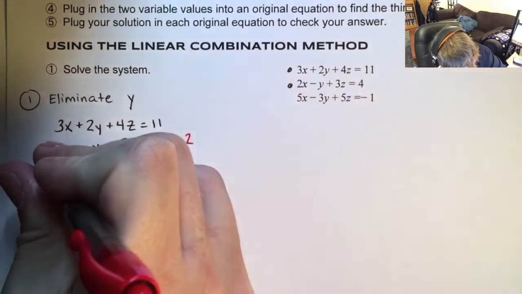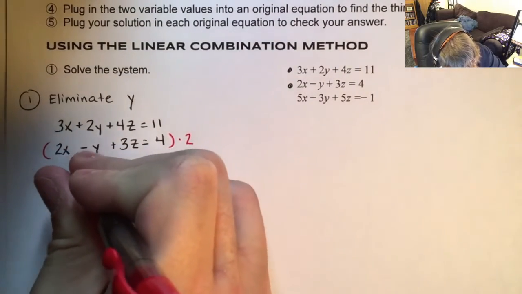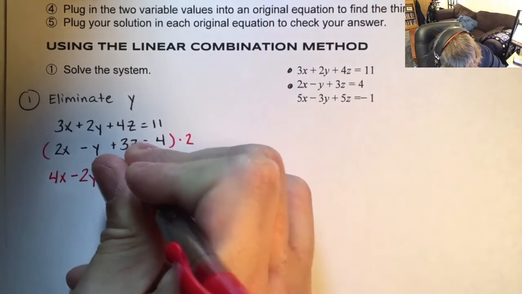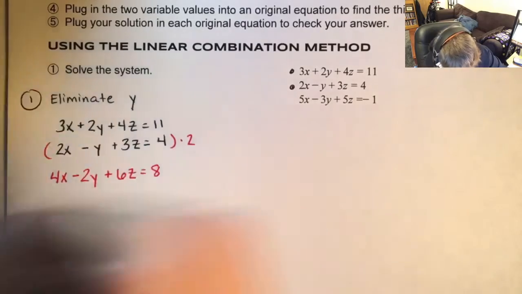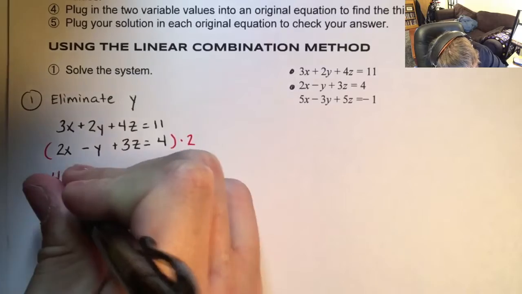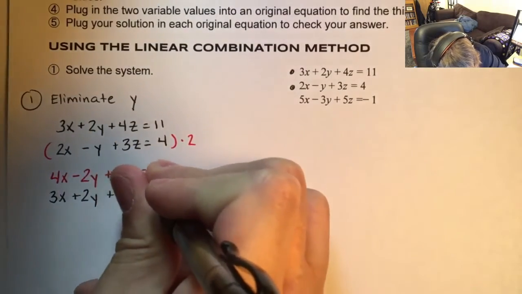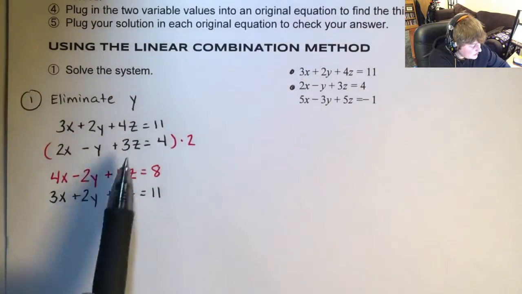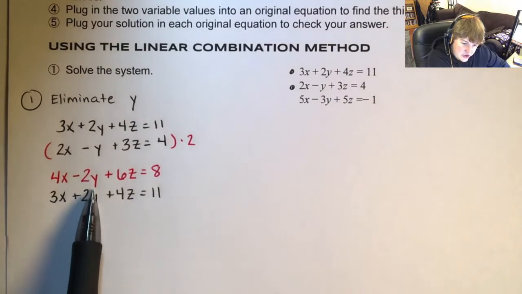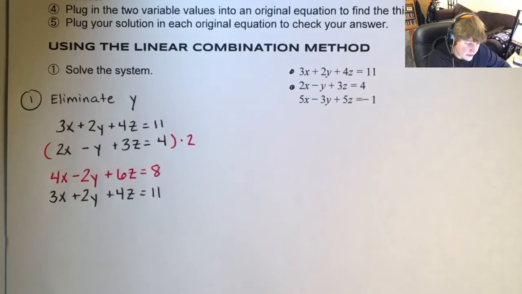So I get 2 times 2x is 4x, 2 times negative y is negative 2y, 2 times 3z is 6z, and 2 times 4 is 8. And then I'm going to copy the other one just below it. Now that I have the two equations, I have scaled this equation up by multiplying it by 2, and I've intentionally created opposites here.